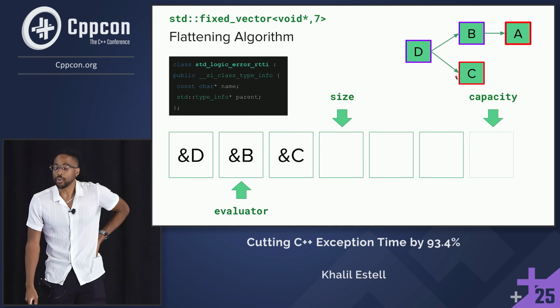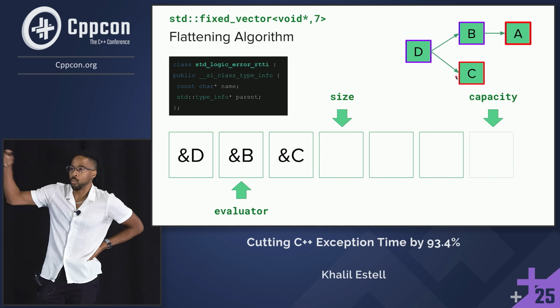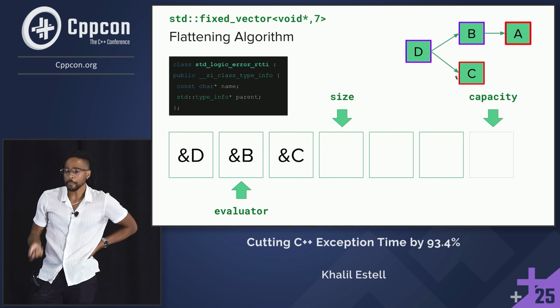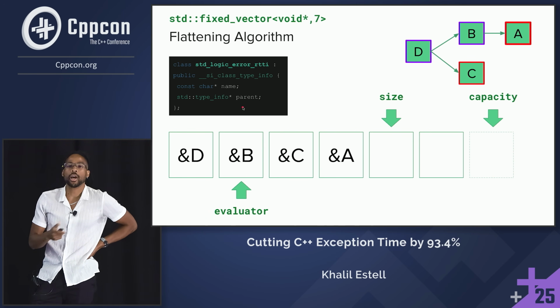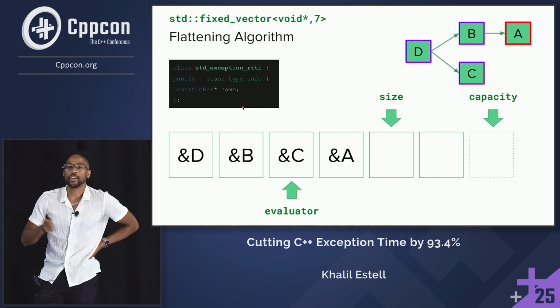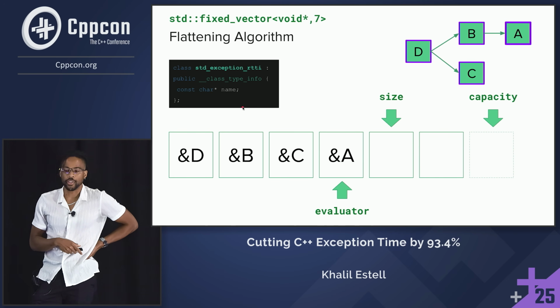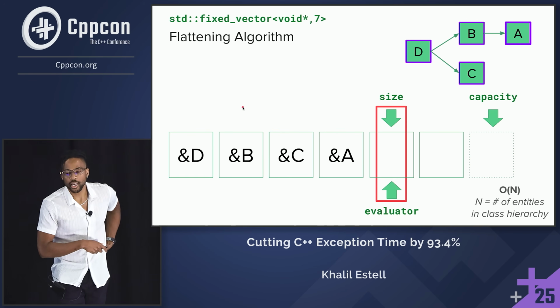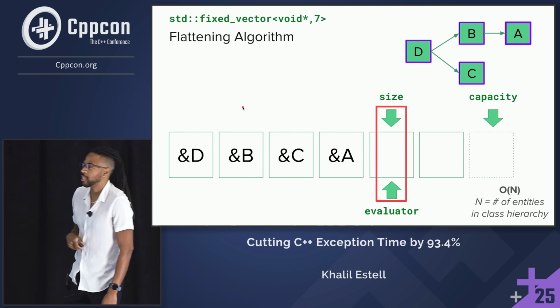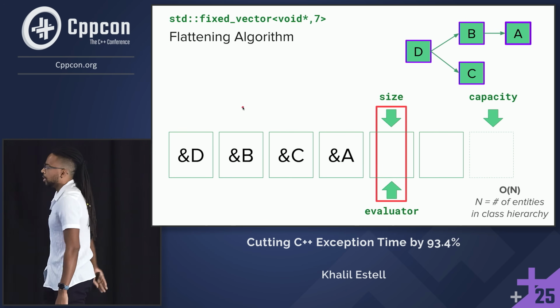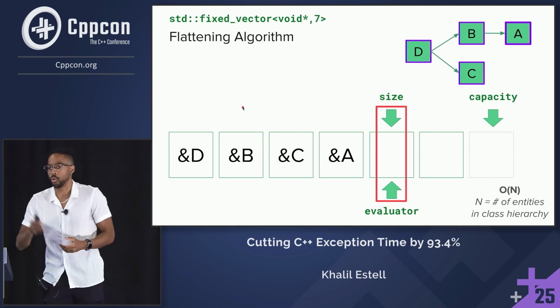Then you move the evaluator over, and this evaluator is the thing that you use to figure out what step you're on. We check, it's only single inheritance. It has one parent. Push A onto the list. Move over to C. C has no parents. Don't do anything there. A has no parents. Don't do anything there. Once the size and the evaluator are equal to each other, your algorithm is finished. This is O of n, where n is the number of entries inside of your class hierarchy.